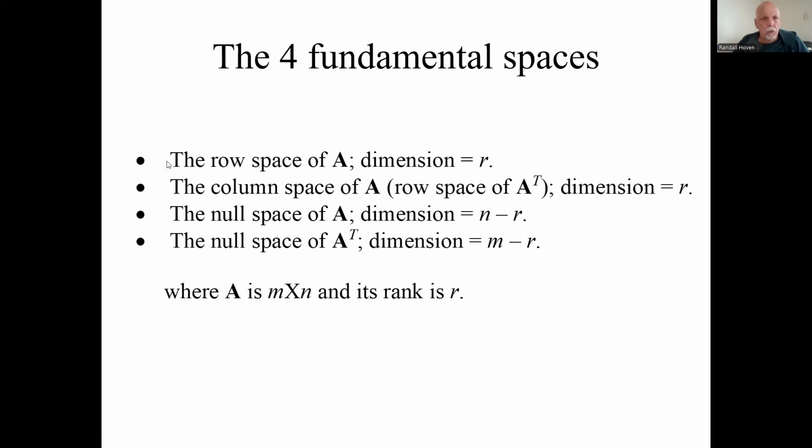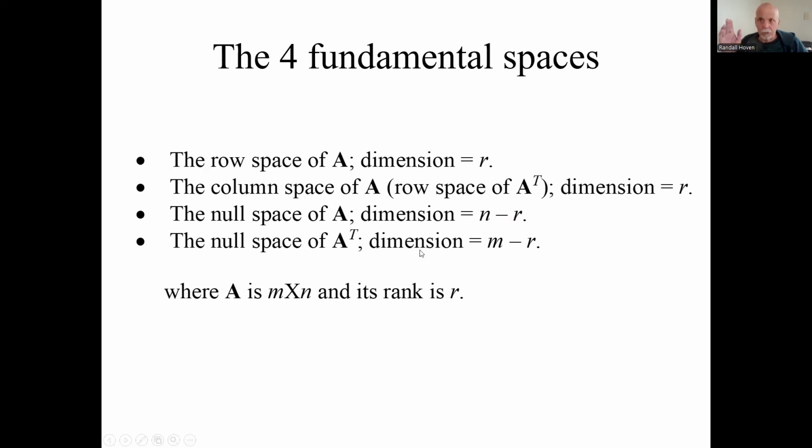To review, what were those four spaces? The row space of A, where A is the matrix we're talking about, and its dimension was its rank. R is the rank. A is M by N: M rows, N columns. The column space of A, we could also call that the row space of A transpose. Its dimension was the same, the rank of the matrix. So the dimension of the row and column space are the same, they're the rank of the matrix. The null space of A, its dimension was N, the number of columns of A, minus the rank of A.